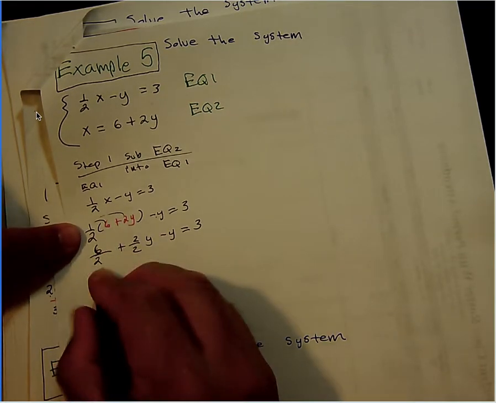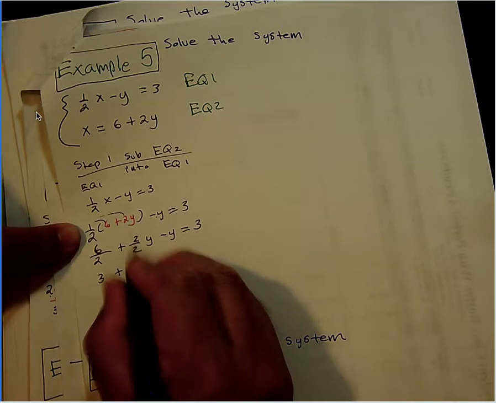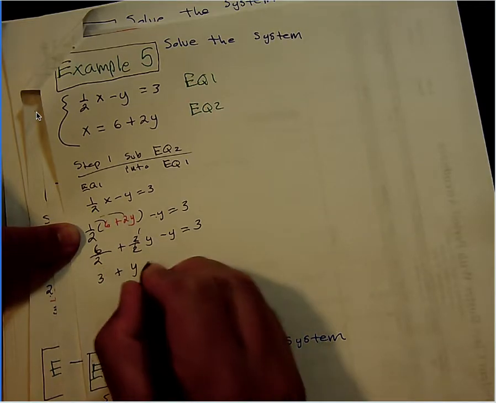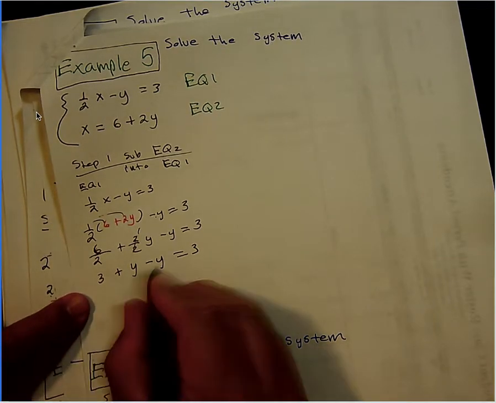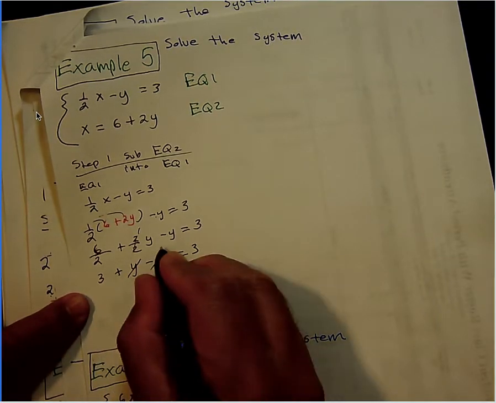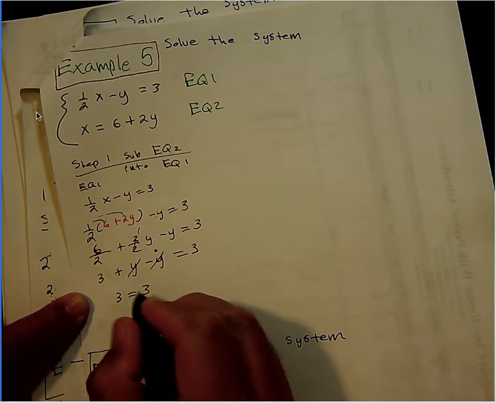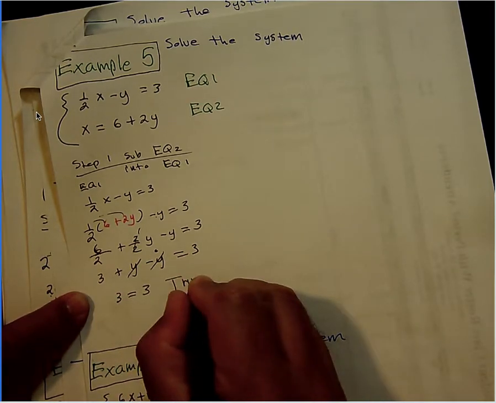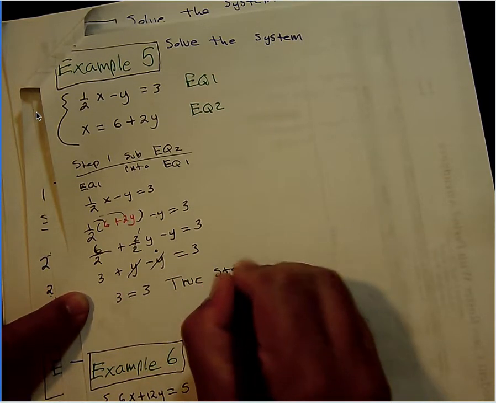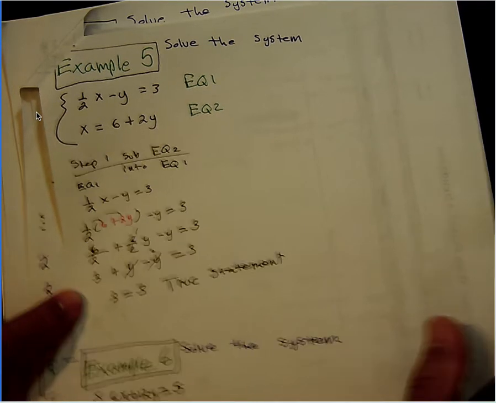So that would be 3 plus, that would just be 1. So y minus y equals 3. So what happens here? Y minus y, they become 0. So you get 3 equals 3. So again, when you get a true statement, so this would be a true statement because 3 equals 3. They're the same number, so that's a true statement.